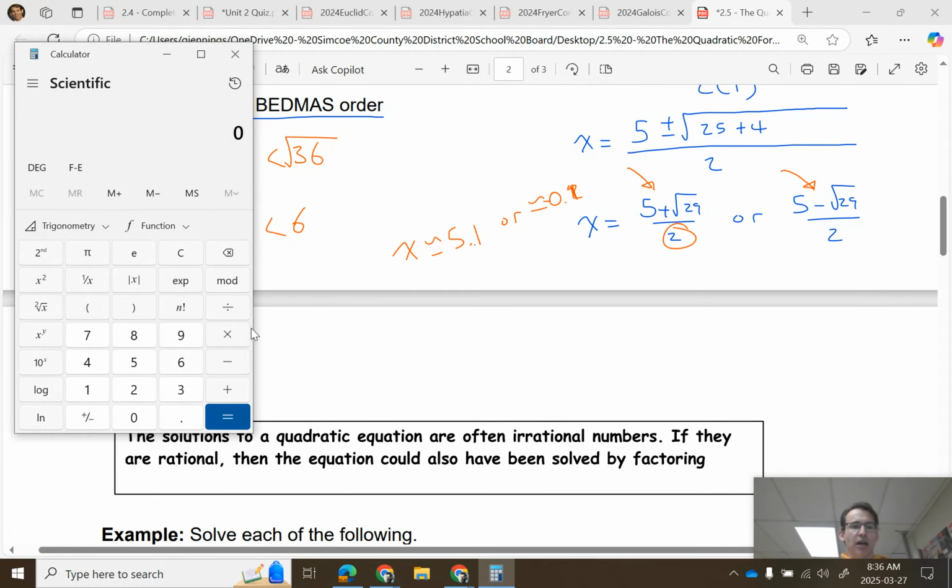And then for the other one, I do 5 minus the square root of 29, equals this negative number. I divide it by 2, and then I have negative 0.2. There they are. There are the roots.